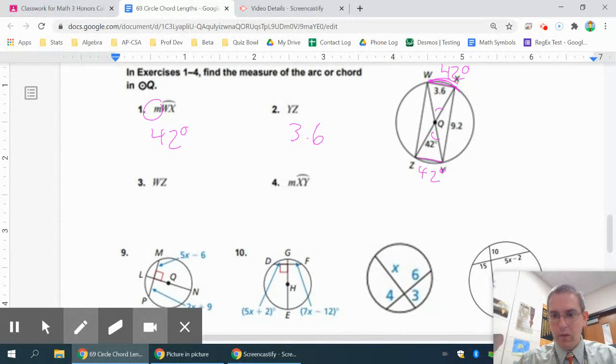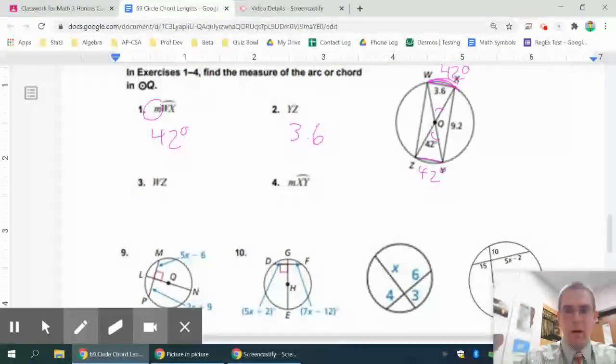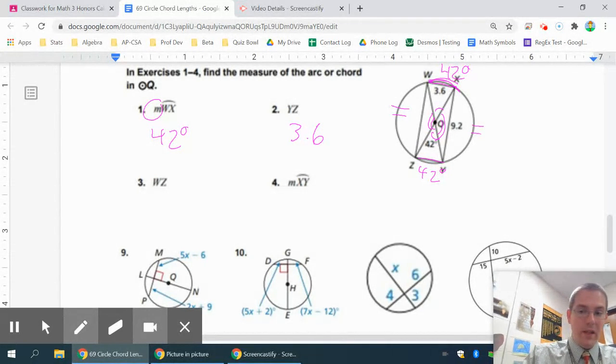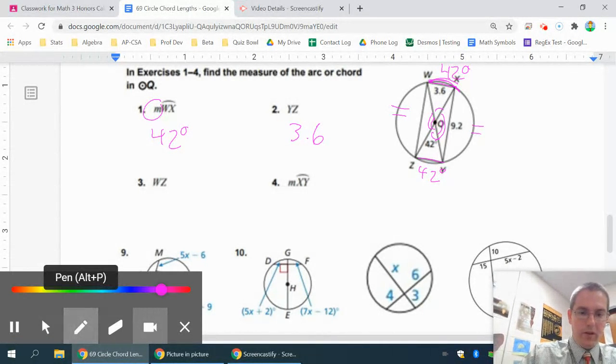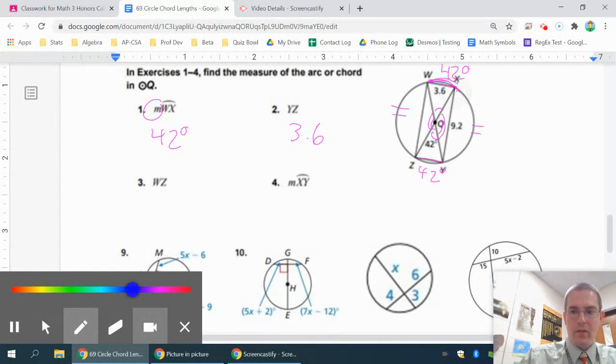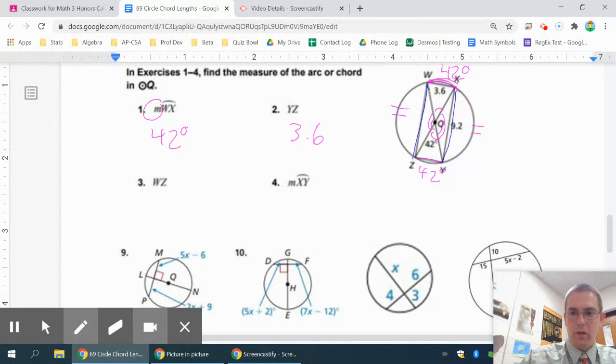The next one it wants is WZ. So once again, because these angles in the middle are equal, this angle is equal to this angle, which, since those are central angles, means this arc is equal to this arc. So that means that this chord 9.2, let me get a different color so it stands out, this chord 9.2 has to match this chord 9.2.